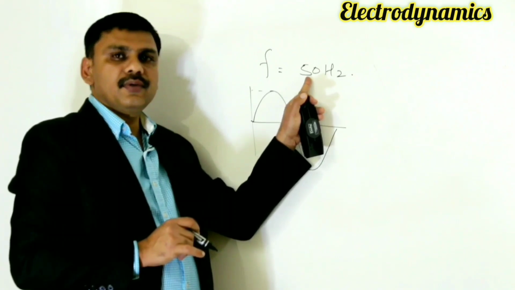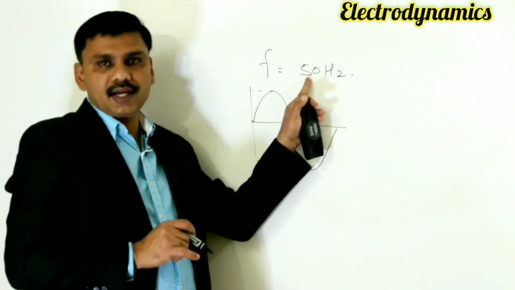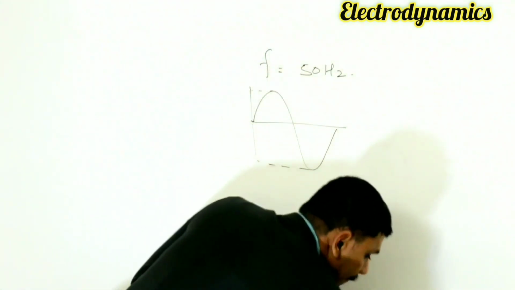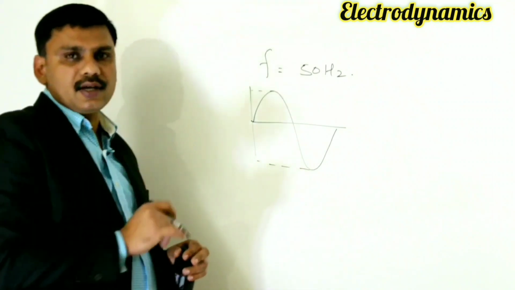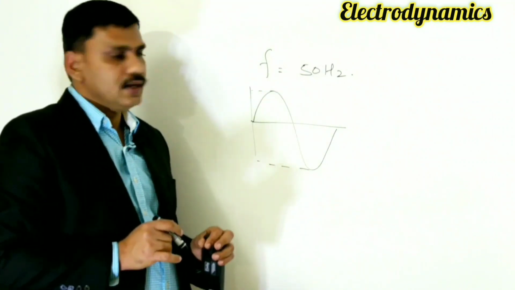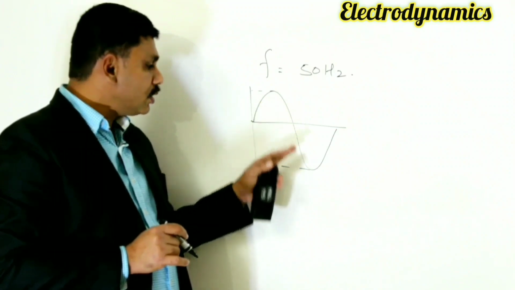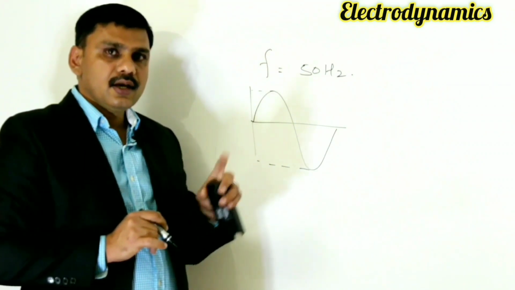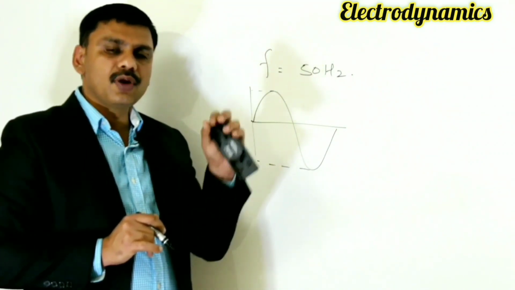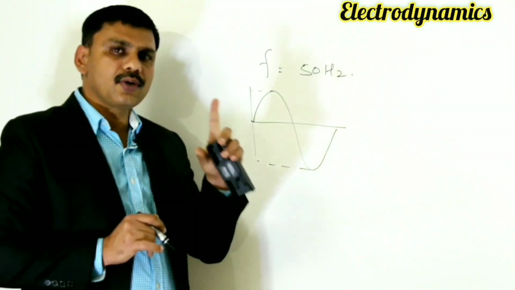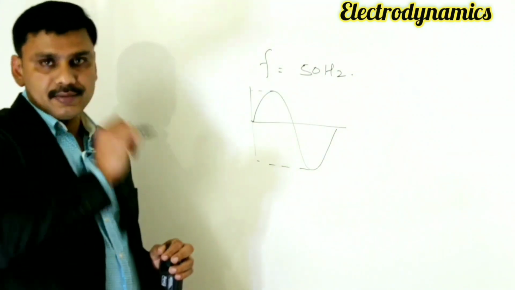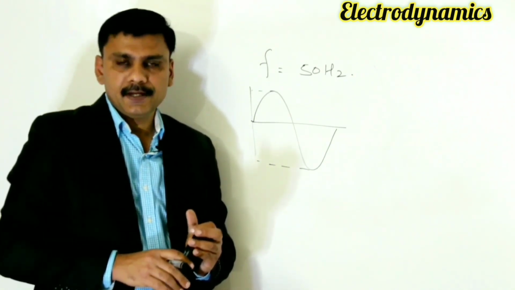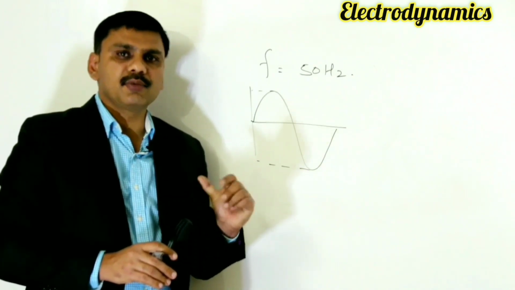So in 1 second, 50 cycles are there. That is 50 Hertz. In one wave, there are two peak currents or peak voltages. So in 1 second, how many peak currents or peak voltages will be there? 100. 100 peak voltages or 100 peak currents will be there. So that type of questions you can see in some question papers.